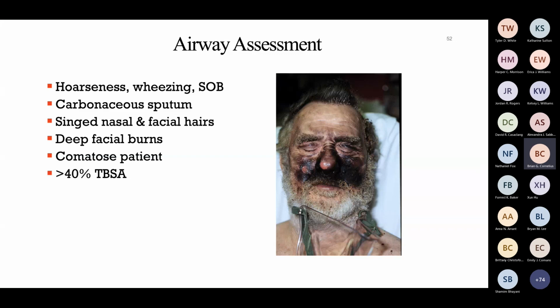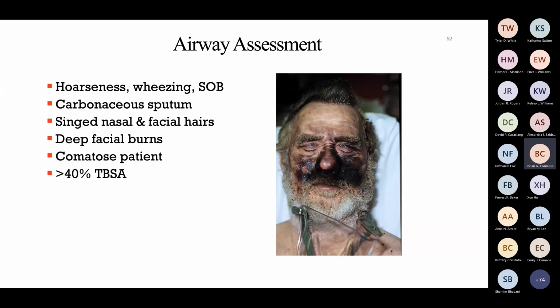If you've got somebody with nasal burns, they may have singed nasal hair. They may have singed facial hair. You may have pretty significant facial burns. And as I said, it may not happen immediately. You may see it 24 to 48 hours out. If you've got somebody that's got a high overall percentage of body surface area burns, it's a pretty good likelihood that they've also had airway involvement just by proximity to whatever was going on there.